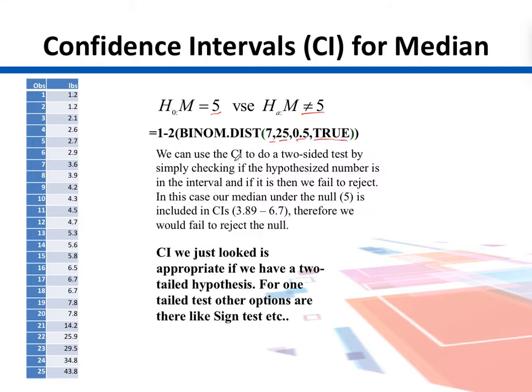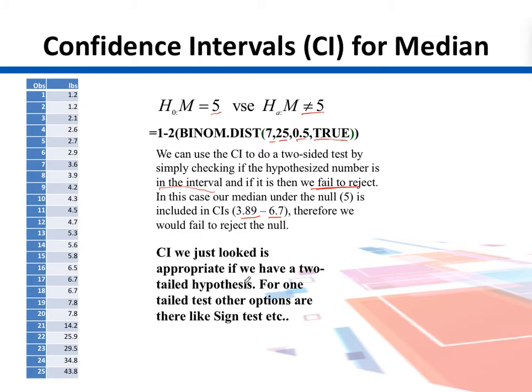So we can use this confidence interval to do a two-sided test by simply checking if the hypothesized number, the median under the null, is there in that interval, then we will fail to reject. If the number under the null is there in the confidence intervals, then we will fail to reject the null hypothesis. In our case, the median under the null is 5, so that is included in these two intervals, 3.89 and 6.7, so we would fail to reject.